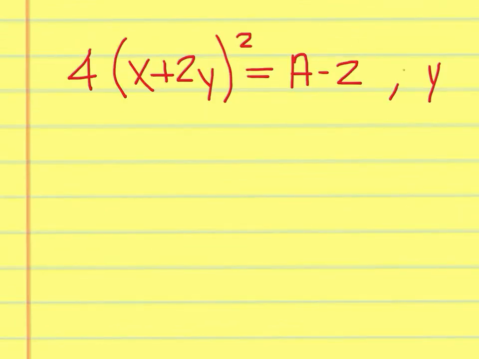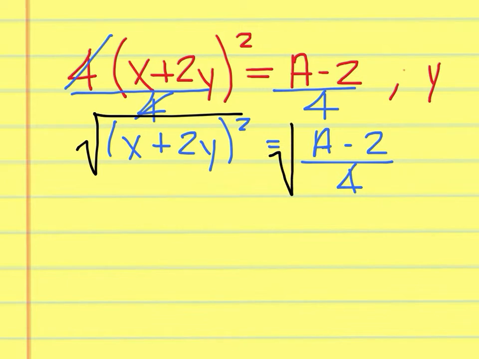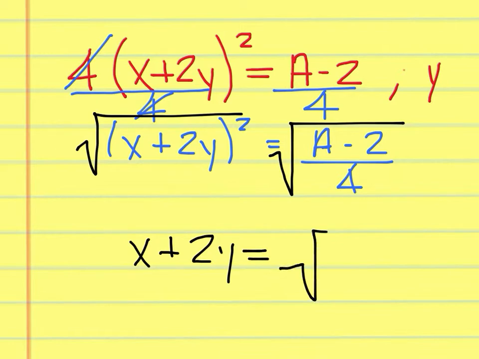To solve for y, we must begin to undo what is around it. So we're going to divide by 4 first to cancel these out and be left with the quantity squared of x plus 2y. On the right, you'll have a minus 2 over 4. Let's undo the square on the left by finding the square root and do the same thing on the right side. You'll be left with x plus 2y equals the square root of a minus 2 over 4.